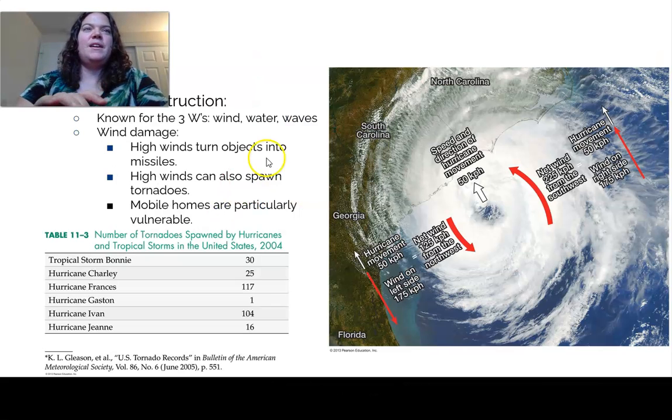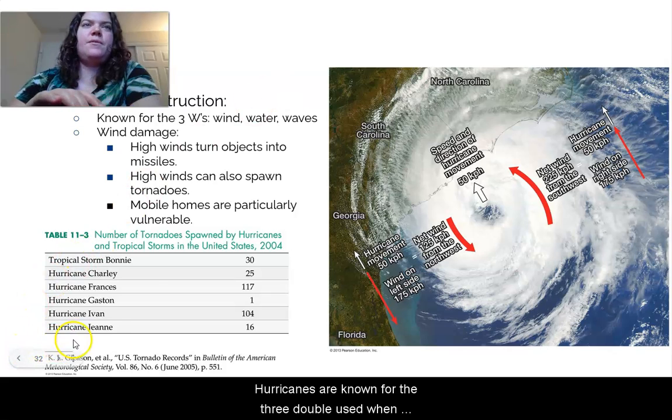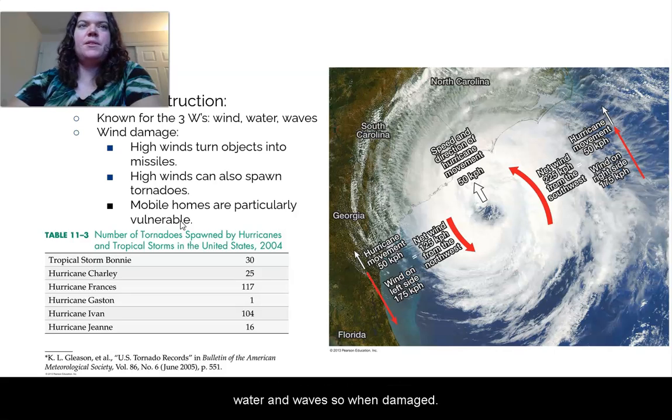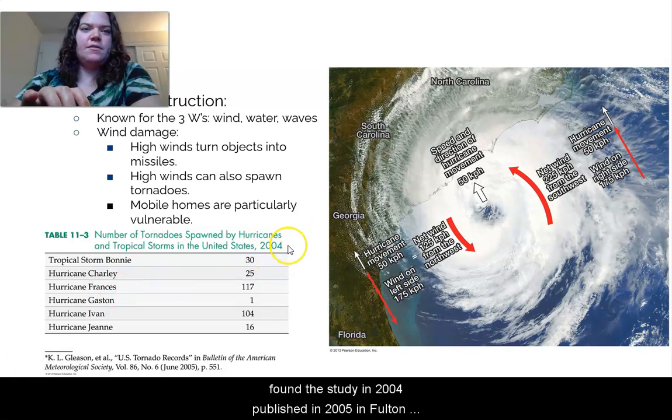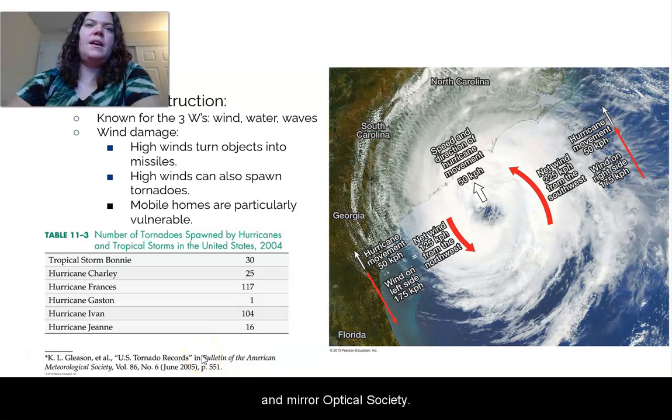We're moving on. So, hurricane destruction. Hurricanes are known for the 3 W's: wind, water, and waves. So, wind damage, again, just like tornadoes, they can turn objects into missiles. We have high winds spawning tornadoes. This was recently found. This study in 2004, published in 2005 in the Bulletin of the American Meteorological Society, or BAMS for short, that's what we call it.